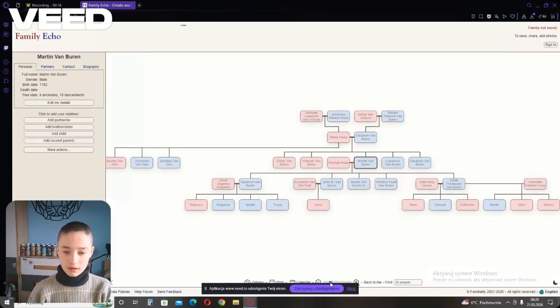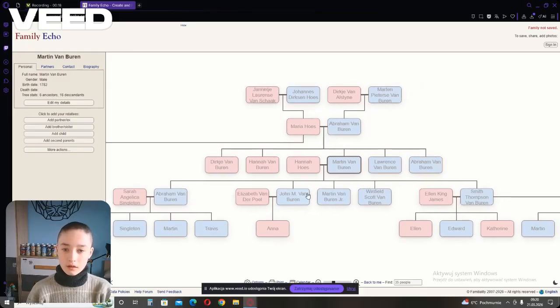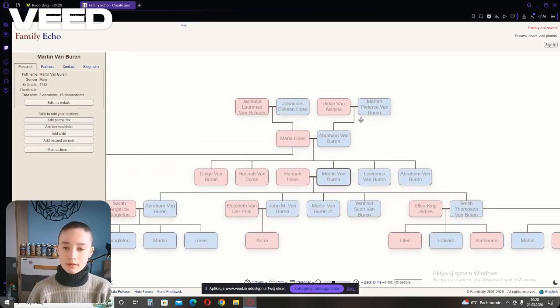So let's start with Martin Van Buren himself. Actually, let's start with his ancestors and siblings. His parents were Maria Hose and Abraham Van Buren. And when you hear Abraham, you probably think of Abraham Lincoln, but they're not related.